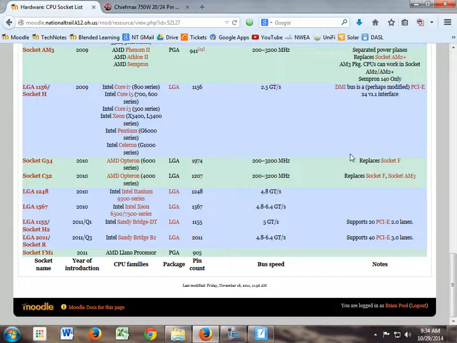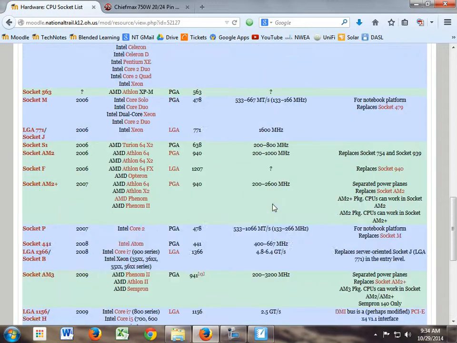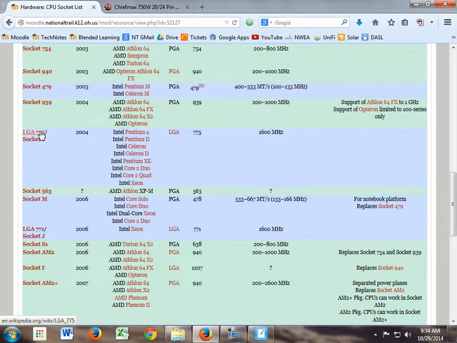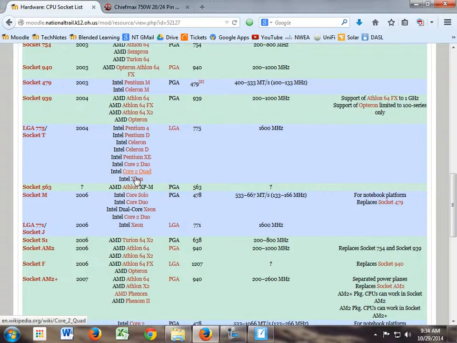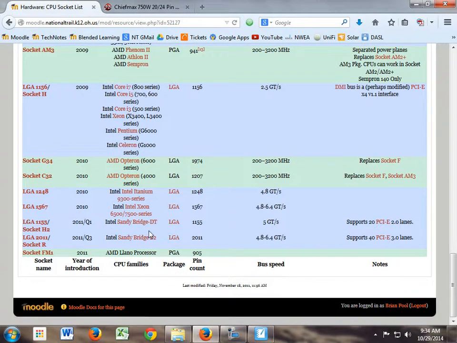I'm not saying it has to be this one, but if you pick this one that came out in 2004, that's 10 years ago. And the only processors that work with it, if you look at the processor list, go up to the Core 2 Quad. That's as fast as you go, whereas down here you're looking at much, much faster.